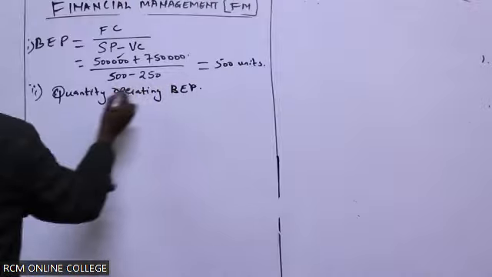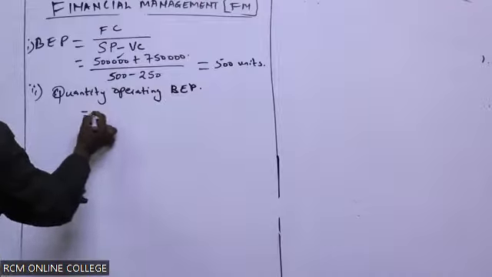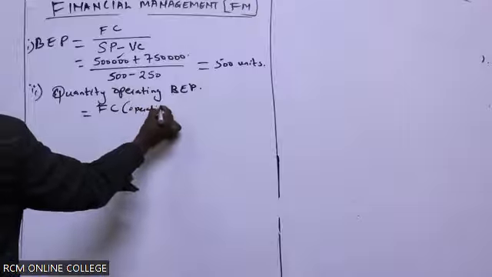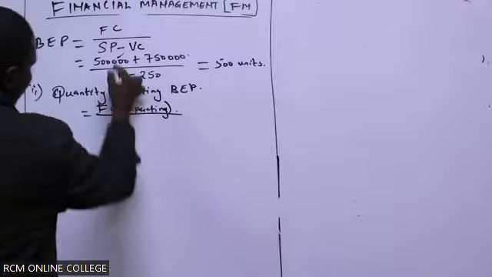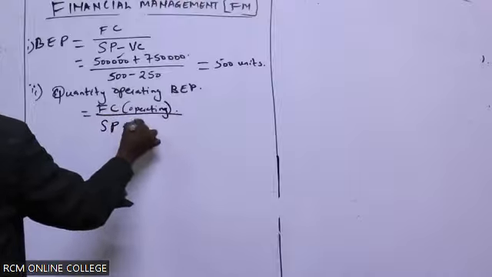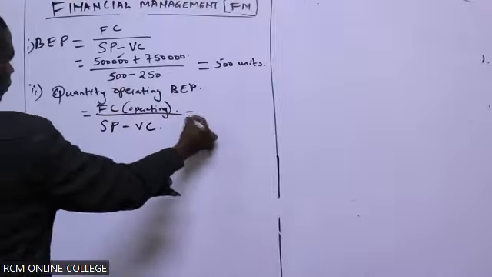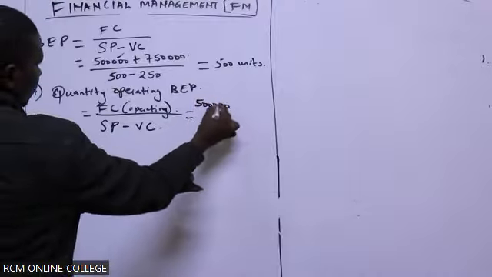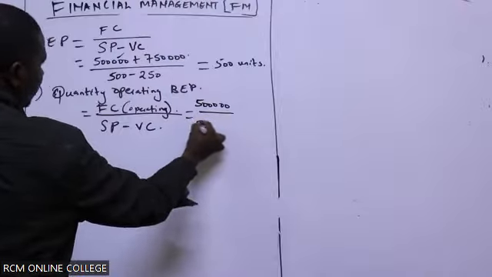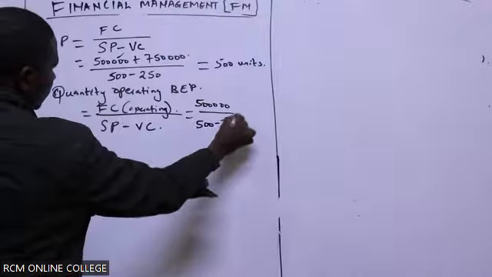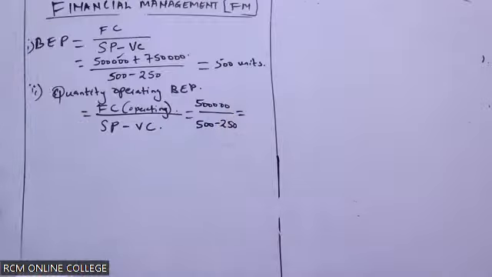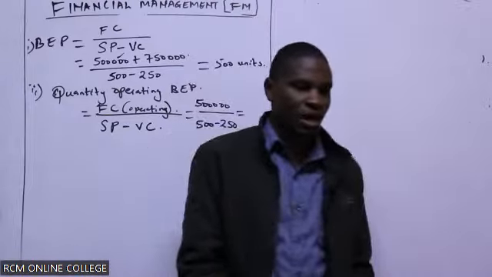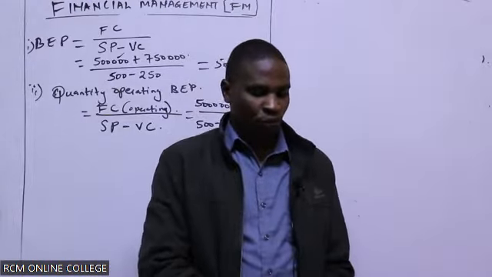Hii tutachukua, it will be given by fixed cost ya operating divide by what? The selling price minus variable cost, which will be equal to what? Fixed cost ya operating ni 500,000 divide by 500 minus 250. Pata ngapi? Pata ngapi hiyo? Bizane na hiyo ili tuende kwa sasa our major focus here.